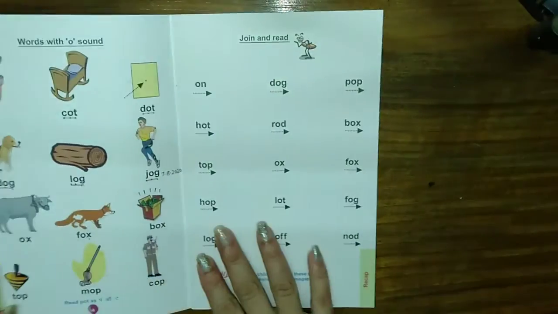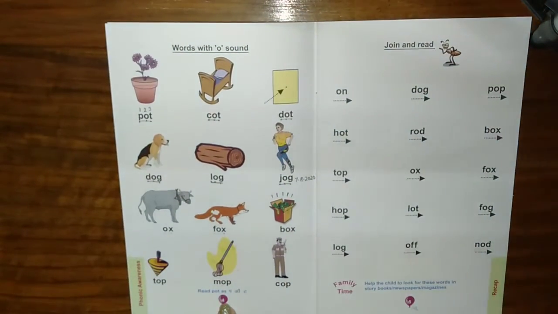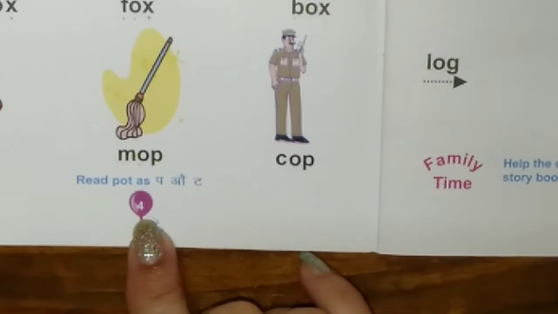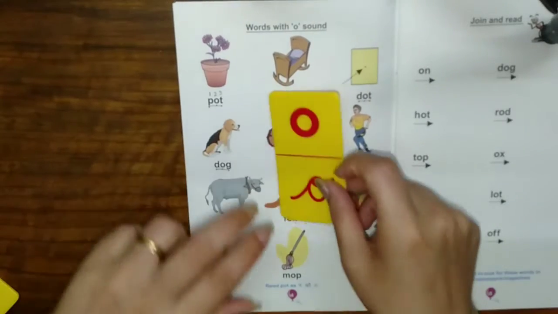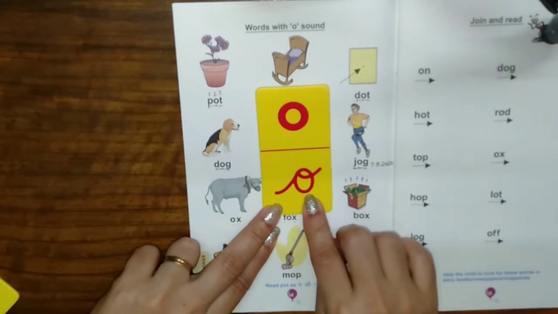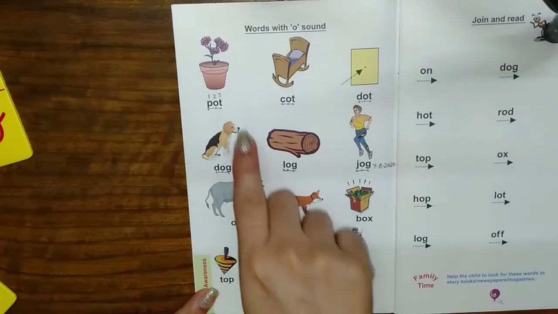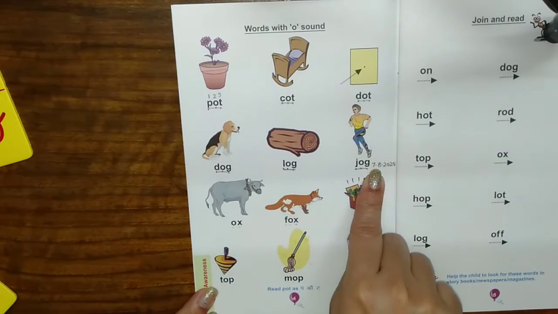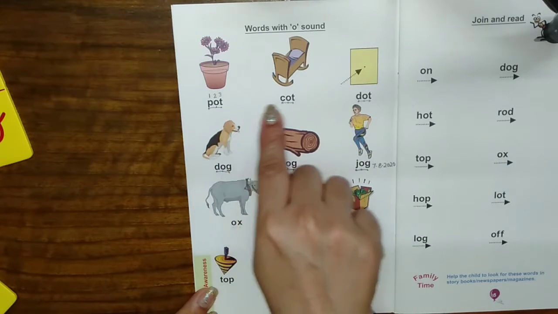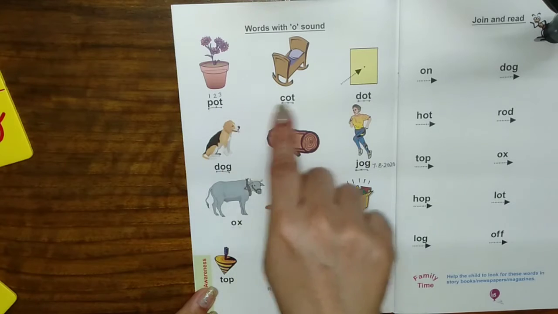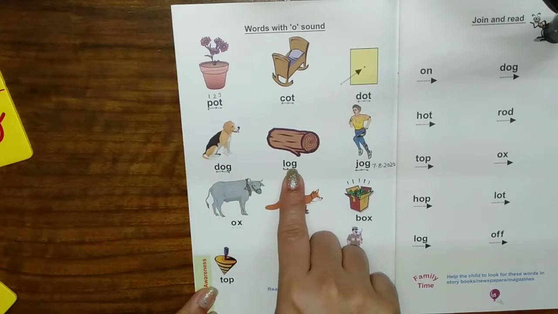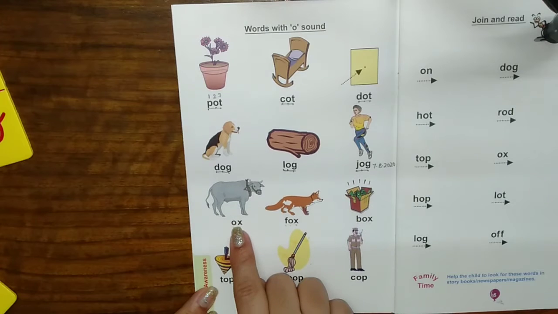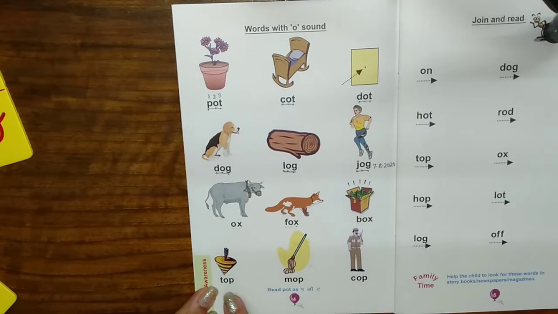Let's open our page number 4. Page number 4. Children, we are reading O sound words. Alright? We have already read the first two lines. The first line is of ot family. O-N-T, ot family. Second line was og family. Og, dog, log, jog. Now today, we are going to do ox family and op family of O sound words.